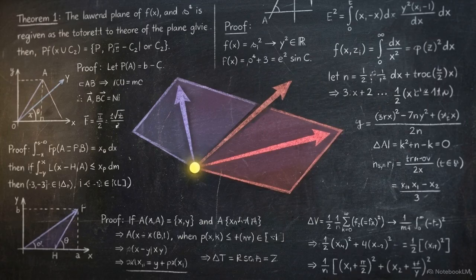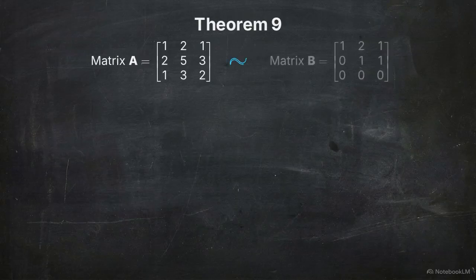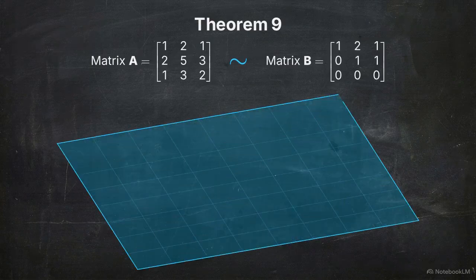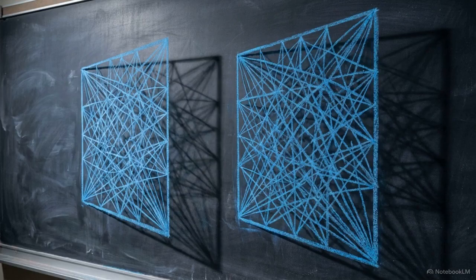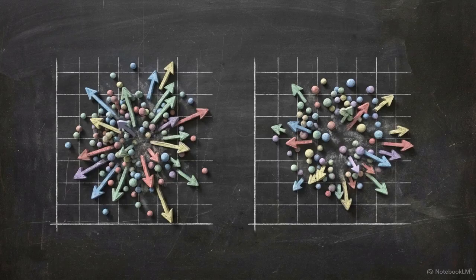Hoffman and Kunze formalized the connection between algebra and geometry in Theorem 9. Theorem 9 proves that row-equivalent matrices are guaranteed to have the exact same row space. If matrix A can be reduced to matrix B, their spans are identical. Sharing a row space is a start, but we need a standardized method to compare any two sets of vectors without relying on trial and error.